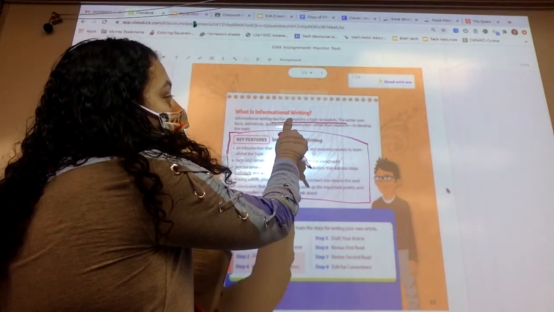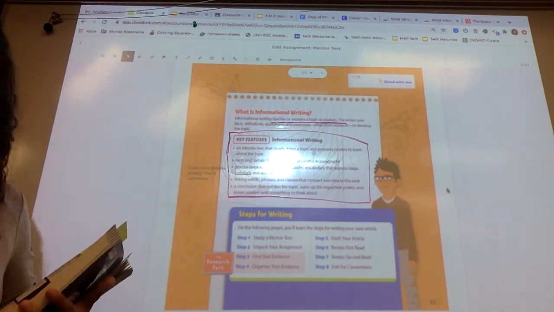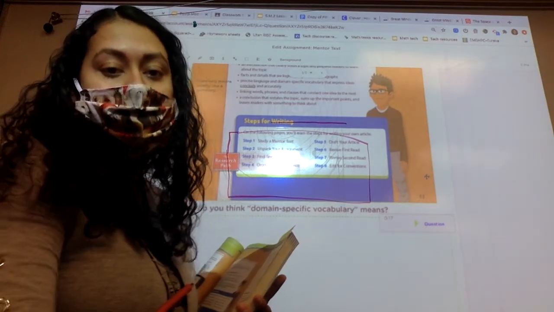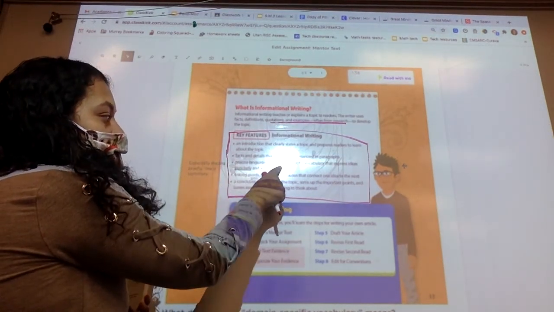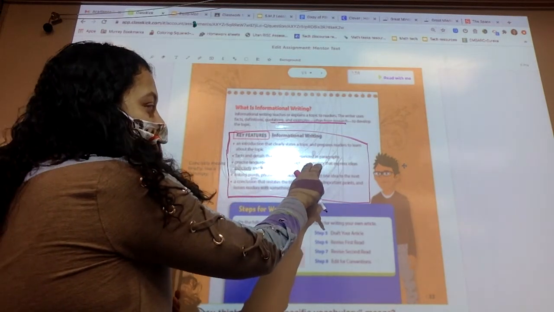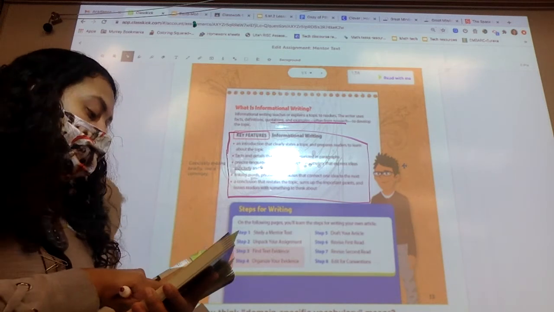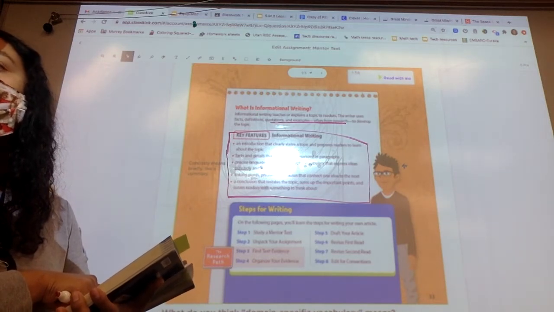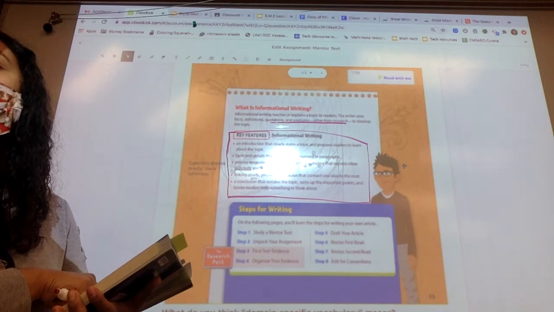So informational writing teaches or explains a topic to readers. Okay? Now down on the bottom on the class kick assignment it says, what do you think domain specific vocabulary means? Domain specific vocabulary. That is on that third bullet point right here. Precise language and domain specific vocabulary that express ideas concisely and accurately. So what do you think it means by domain specific? My hypothesis is that it means in the area that you're in, that language.